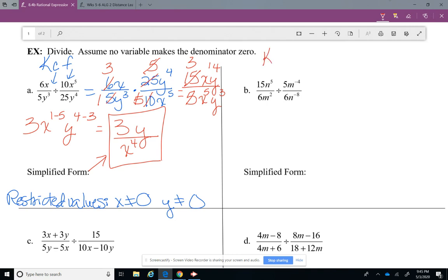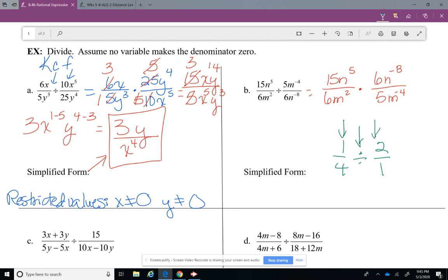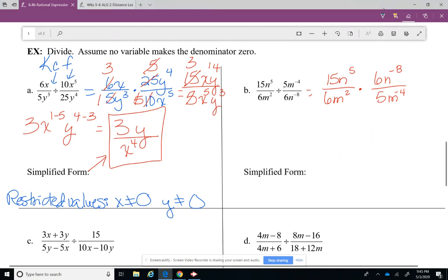All right, keep 15 n to the 5th over 6m squared. Change that to a times sign and flip. So 6 n to the negative 8 and 5m to the negative 4. Now you notice when I flipped those, I didn't go changing the sign of any exponents. That's not what you do here, because that's not what you would do if you're dividing 1/4 divided by 2. You would keep, change it, flip it. You don't change any exponent values.